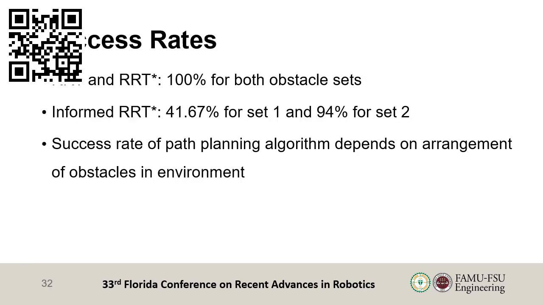The RRT and RRT star algorithms had 100% success rates for both obstacle sets. However, the success rate for the Informed RRT star algorithm was 14.67% for the first obstacle set and 94% for the second obstacle set. Therefore, the success rate of each path planning algorithm depends on the arrangement of obstacles in the environment.